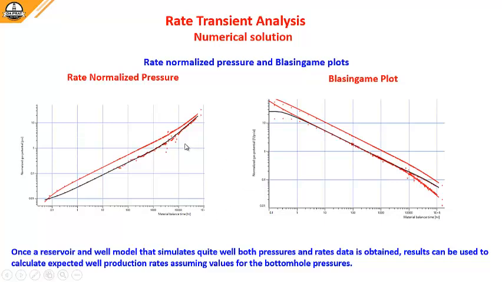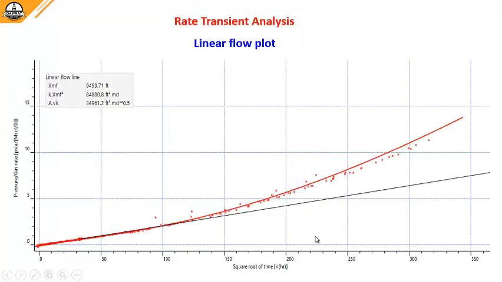So we have already a good match here. What we can do is extrapolate, assuming values for the bottom hole pressure. Or before I show you this, I would like to mention that this linear flow plot, which is just the normalized pressure versus the square root of time, is also used in conventional reservoirs, where you can get your fracture half length from the linear part.